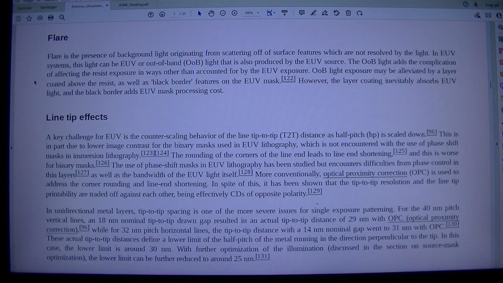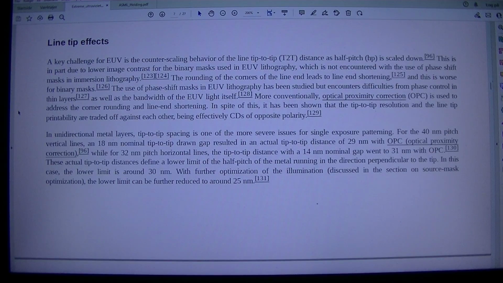Line tip effects. A key challenge for EUV is the counterscaling behavior of the line tip to tip, T2T, distance as half pitch, HP, is scaled down.[96] This is in part due to lower image contrast for the binary masks used in EUV lithography, which is not encountered with the use of phase shift masks in immersion lithography.